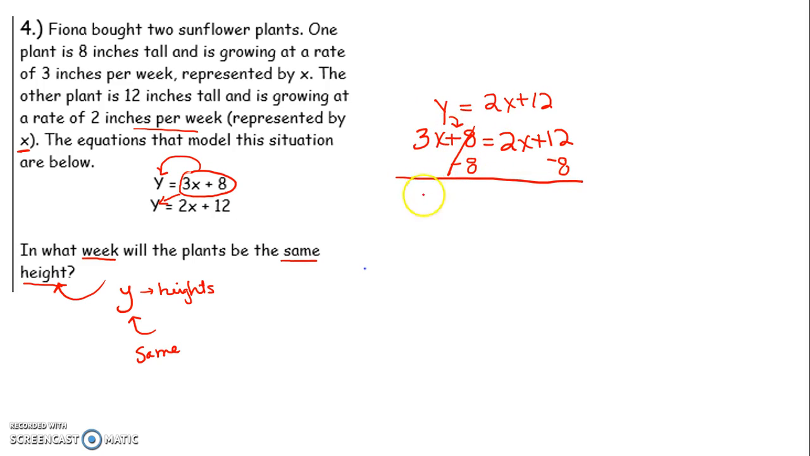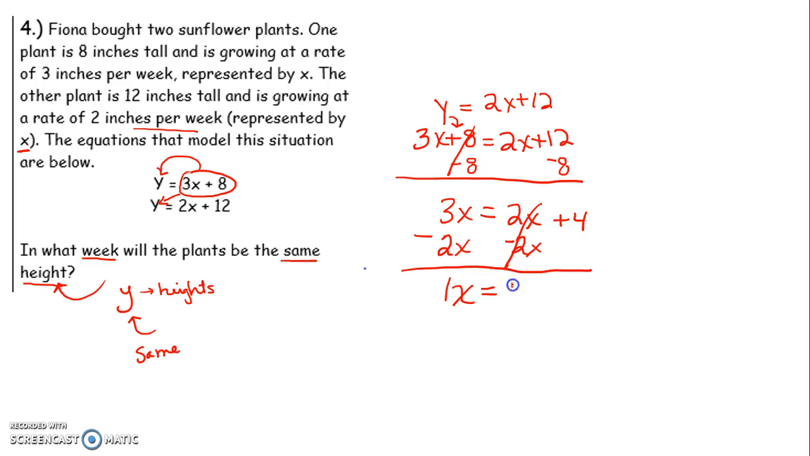On the left-hand side, I'm then left with 3x equals, on the right-hand side, 12 minus 8 is 4. I still have my 2x here. So I get 3x equals 2x plus 4. Now I'm going to move all my x's to the left-hand side. How do I get rid of this 2x here? I subtract 2x. I'm subtracting 2x on the right-hand side, so I also must subtract 2x on the left-hand side of this equal sign. 3x minus 2x is 1x equals 4.